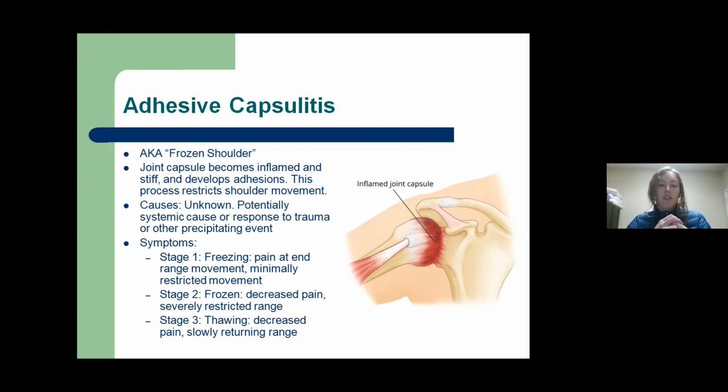Stage 2 is called the frozen stage. Your pain is decreasing, but those adhesions have developed by this point, and you've got severely restricted range of motion. Stage 3 is thawing, where you've got decreasing pain, and that range of motion is slowly returning. And so, like I said, this can last a year to 2, and is not a fun one to get. But if you're not a 40-year-old female, then it's looking good for you.